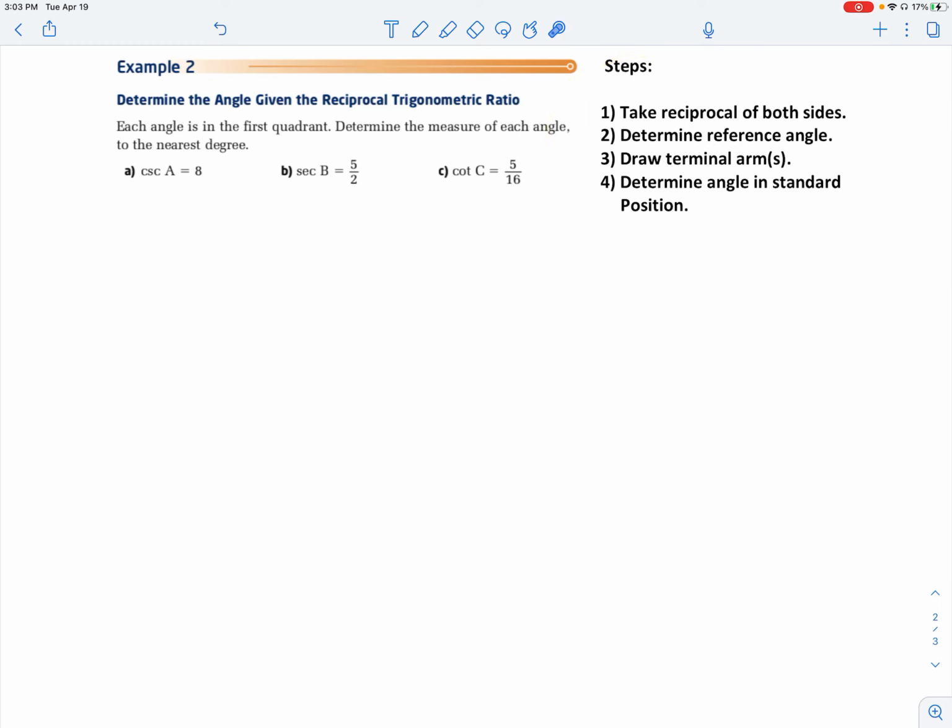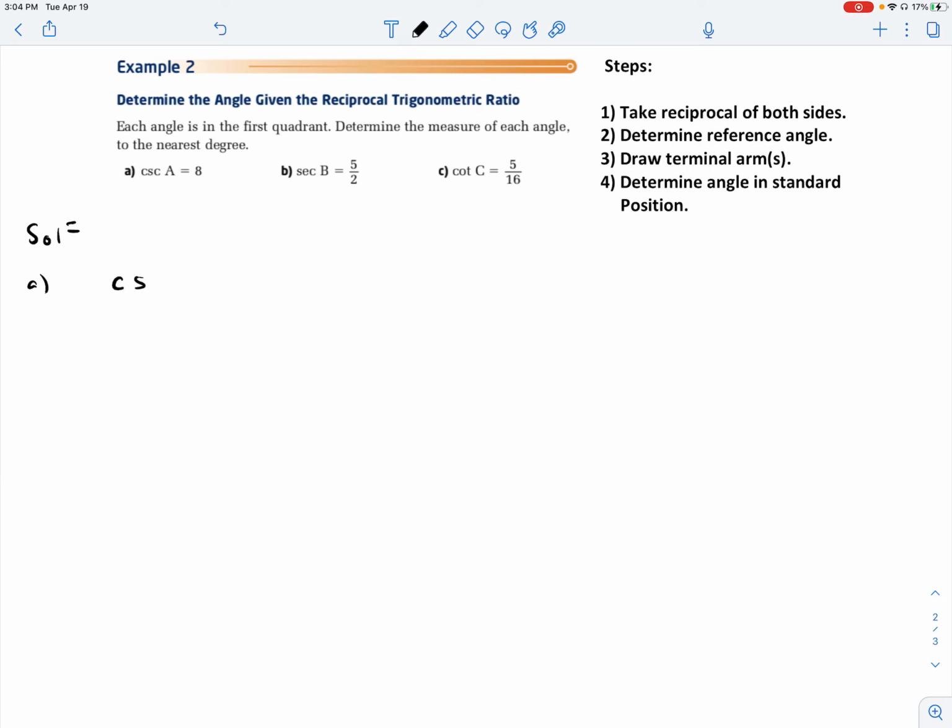These steps help you find the angle, not just when you're in the first quadrant, but for any quadrant. In this example, because all our angles are less than 90, we can skip a couple of these steps. All we need to do is, number one, take the reciprocal of both sides when we start solving for angle A, and then jump right to step 4 and determine the angle in standard position. Let's do this first one.